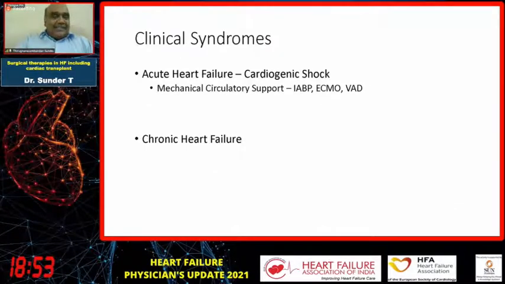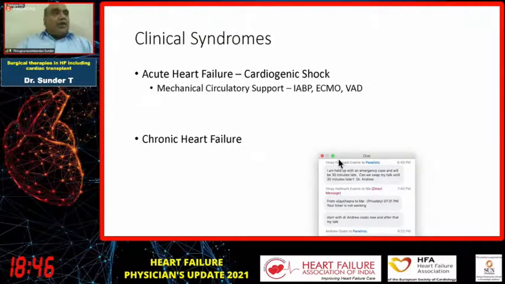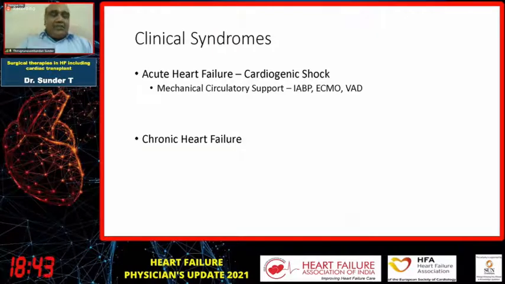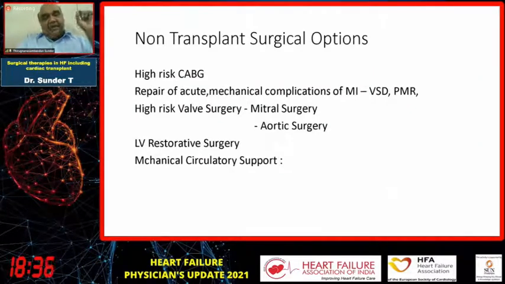Now, if you look at the syndromes, the patient could either present as acute heart failure, for example cardiogenic shock following an acute myocardial infarction, or could have gradually developing heart failure as in chronic heart failure. So the non-transplant options are all going to be high risk because the patient has heart failure. It will be revascularization such as CABG, or surgery for a mechanical complication of MI, such as a ventricular septal rupture, a papillary muscle rupture causing acute MR, or a free wall rupture causing tamponade. Similarly, mitral and aortic disease causing heart failure can be fixed by mitral and aortic surgery, LV restorative surgery for LV aneurysm, and mechanical circulatory support.